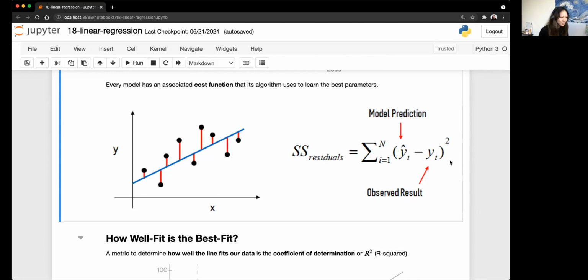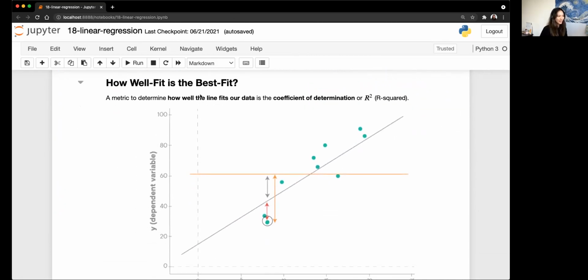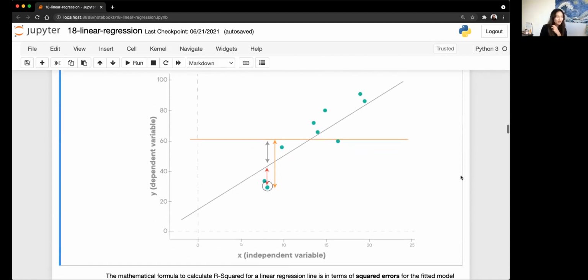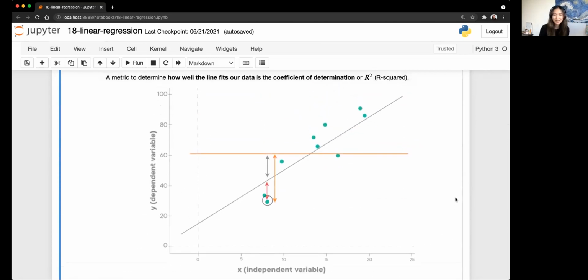Okay, so that's how you figure out the best fitting line. There's another metric that tells us how well fit our best fit line is, and that is the R squared. A metric to determine how well the line fits our data is the coefficient of determination, or R squared. R squared has a formula, which we'll get into, but the whole idea is that it compares how well this line is fitting in comparison to the worst line.